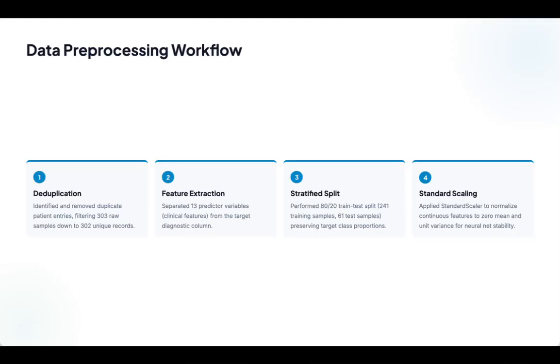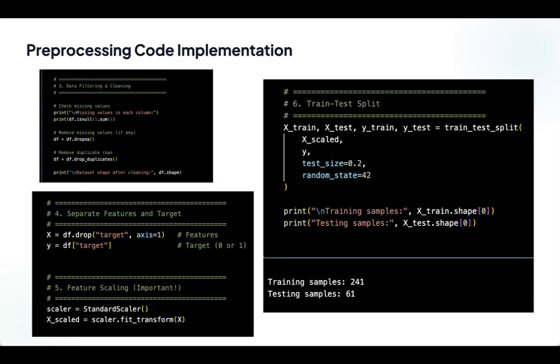Then we used train test split to train the set, with 80% used as study material and 20% used as an unbiased final exam to test real-world accuracy. So you can see here, we did that: data filtering and cleaning, separated the features and targets, feature scaling, and then train test split. You can see the training samples and testing samples there.